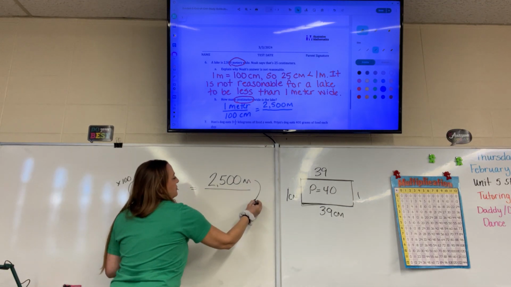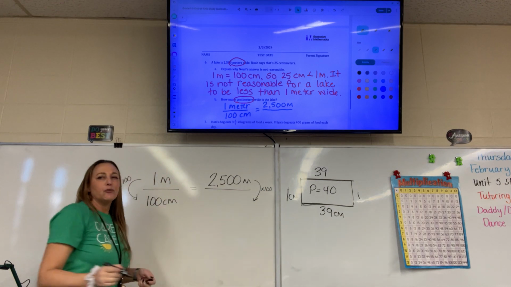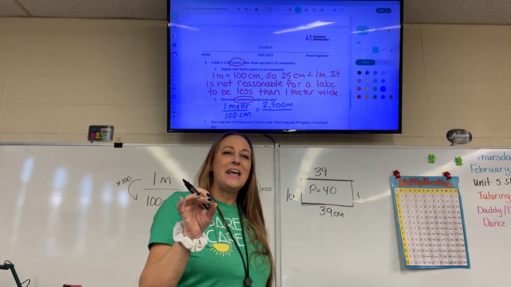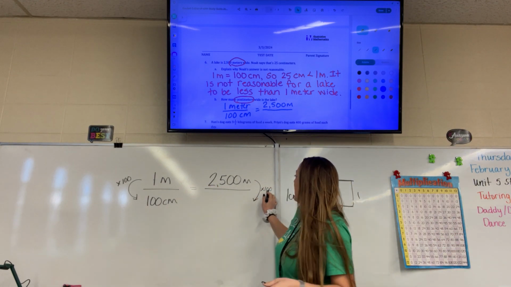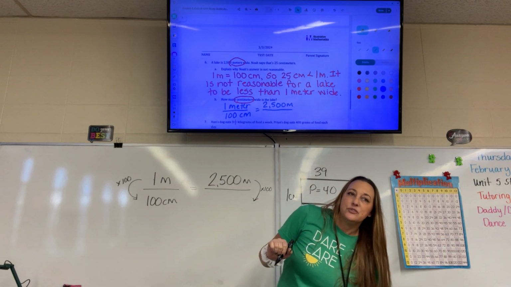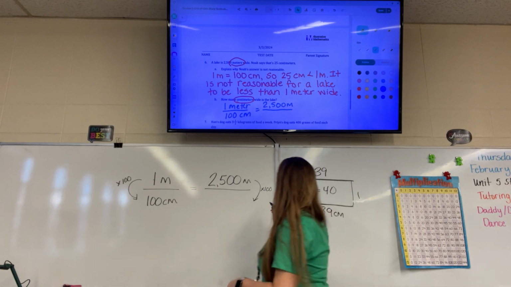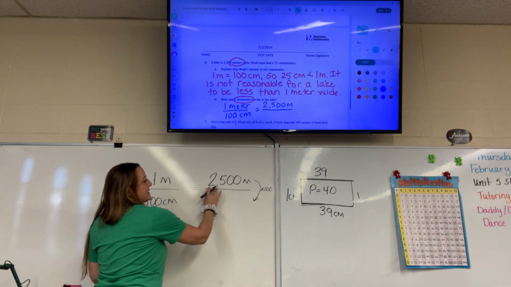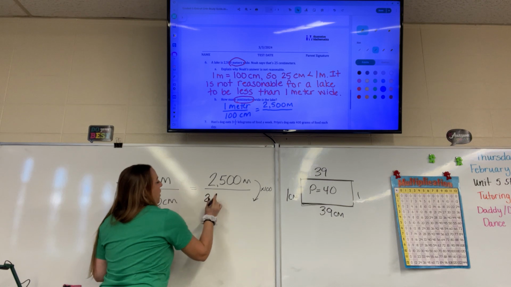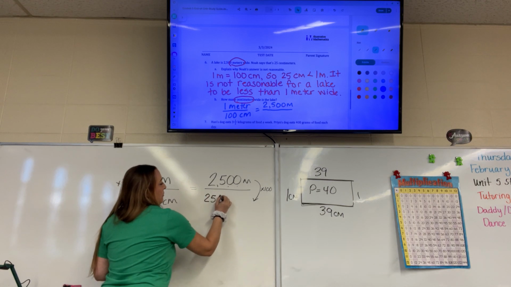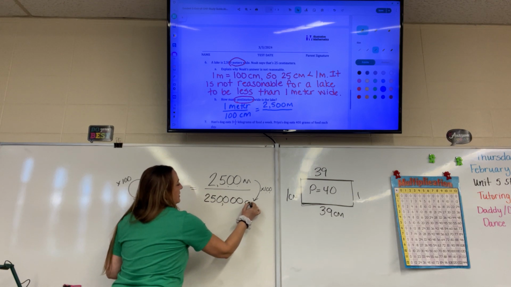So, what would 2,500 times 100 be? Remember, when you multiply by 10, you just put a 0 at the end. When you multiply by 100, what would you do, Autrey? You add 2 zeros to the end. You just add 2 zeros to the end. So we have this exact number, 2,500, get rid of the comma, and then like Autrey said, we add on 2 zeros.